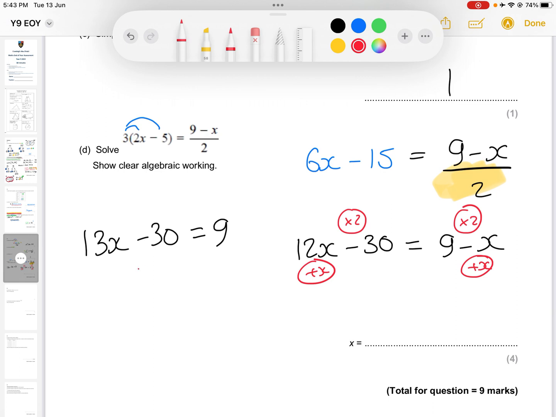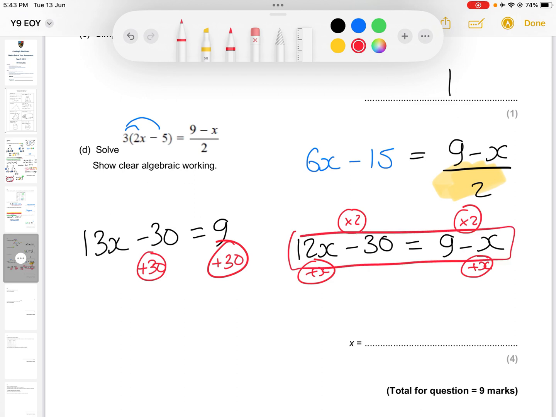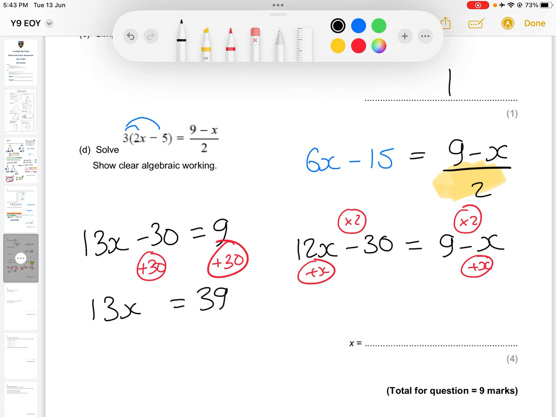We're then going to add 30 to both sides as part of trying to get the x by itself. You could, if you want, do this step and the previous one in one go. You could add x to both sides and add 30 to both sides at the same time. As long as you're clear with your workings, you'll be okay, giving us that. And then divide both sides by 13. Gives us x equals 3. Done.